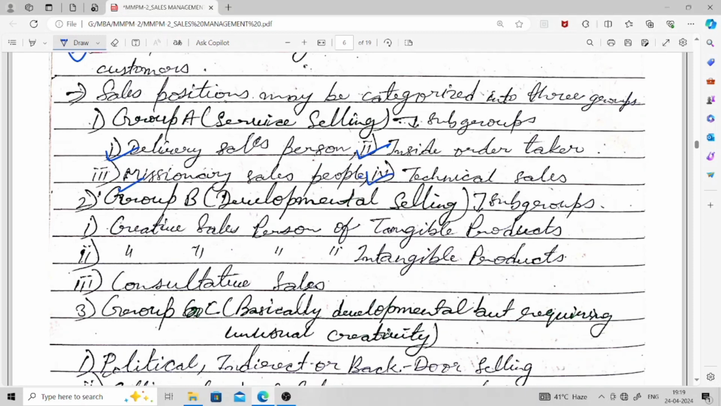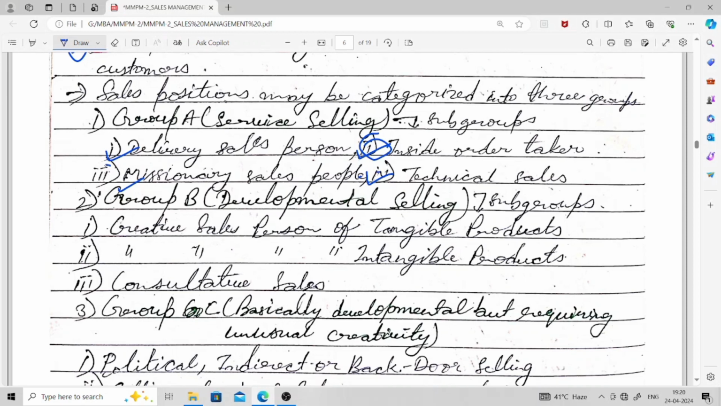These are different subgroups of service selling. In the case of a delivery salesperson, the salesperson delivers the product to the final consumer. Second, the inside order taker. These salespeople take orders from the consumer in the business setup or in retail stores.